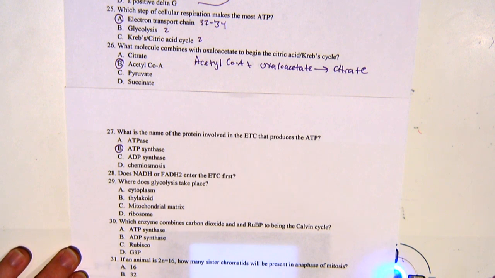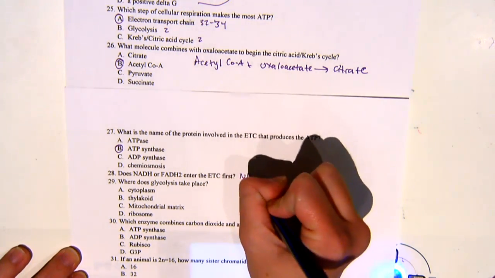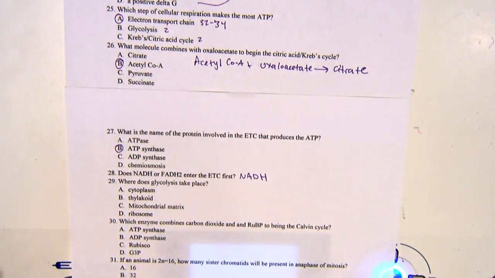28. Does NADH or FADH2 enter the electron transport chain first? NADH. We make more NADH than FADH2 in the Krebs cycle because it's better. It's going to enter the electron transport chain first, and it's going to have a greater yield of ATP.